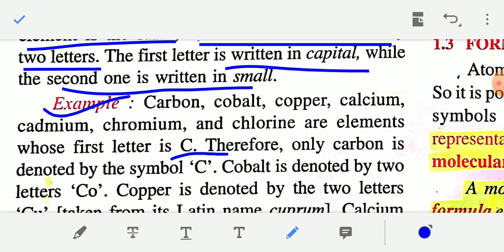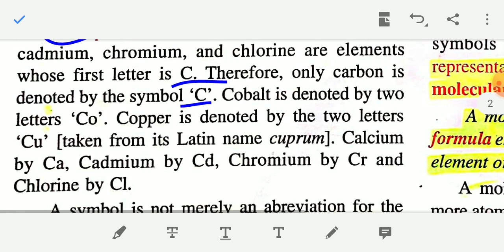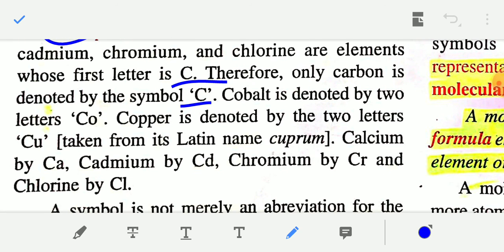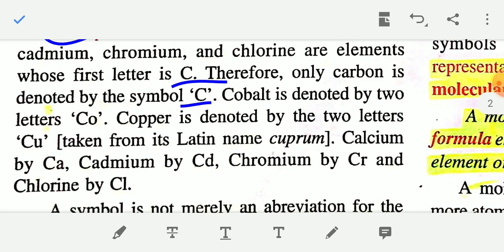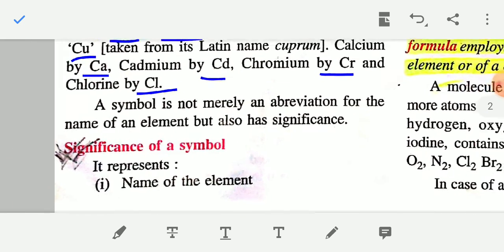Therefore, only carbon is denoted by the symbol C, and cobalt is denoted by the symbol Co, capital C small o. Copper is denoted by a two-letter symbol, capital C small u, from its Latin name cuprum. Calcium is denoted by capital C small a. Cadmium is denoted by capital C small d. Similarly, the symbol of chromium is Cr, and the symbol of chlorine is Cl.